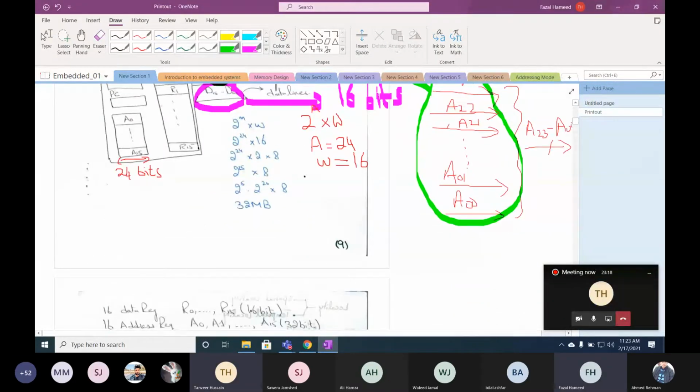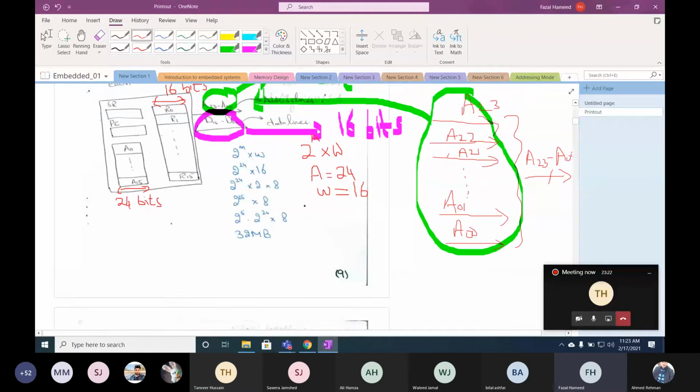Now what about the data lines? If you look at the data lines, they will look like this: D15, and so forth. Are the data lines unidirectional or bidirectional? Bidirectional. Yes, bidirectional. Okay. It will go on, then D01, and then D00.